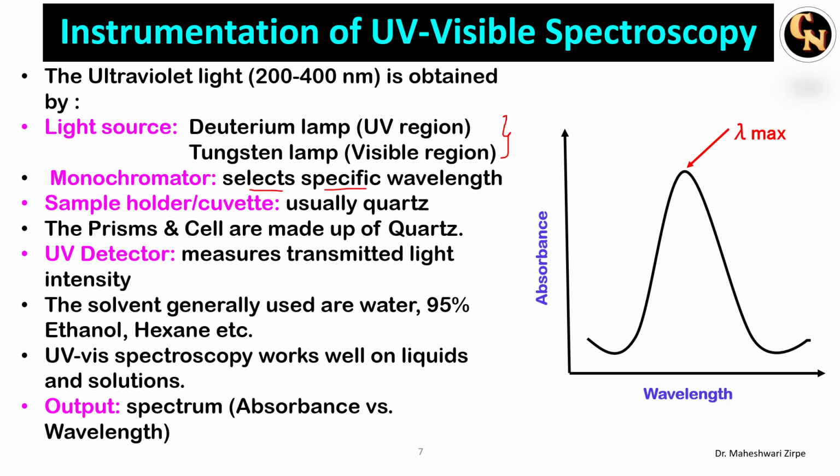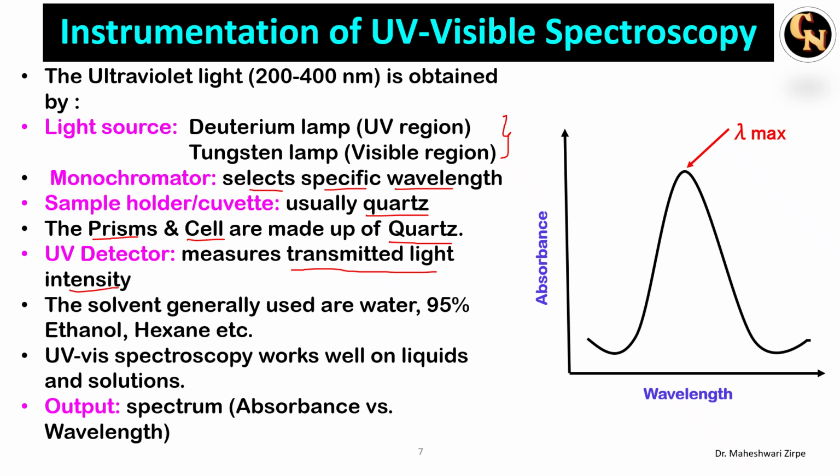Monochromator means a single chromatic light wave can be selected. Then comes the sample holder or cuvette, which is usually made of quartz. Glass is not used because glass can absorb UV radiation, so quartz is used, and the prism as well as the cell is made of quartz. Then there is the UV detector, which measures the transmitted light intensity, that is IT.